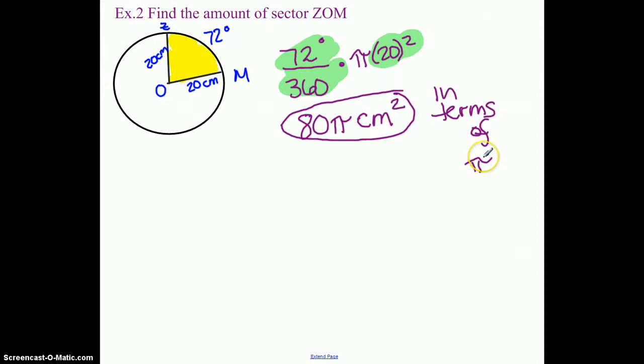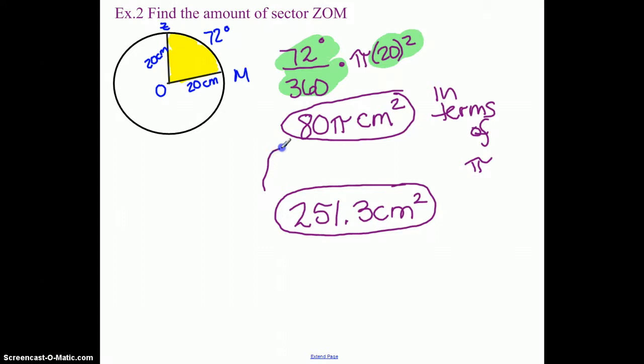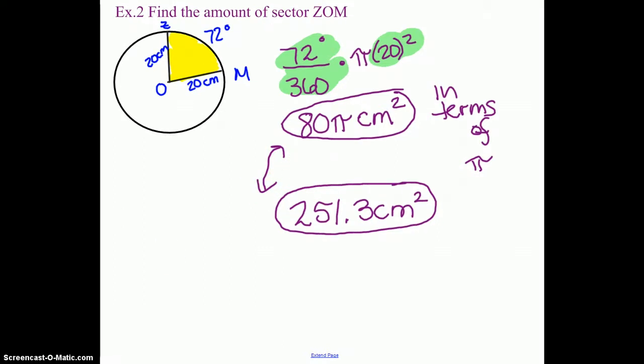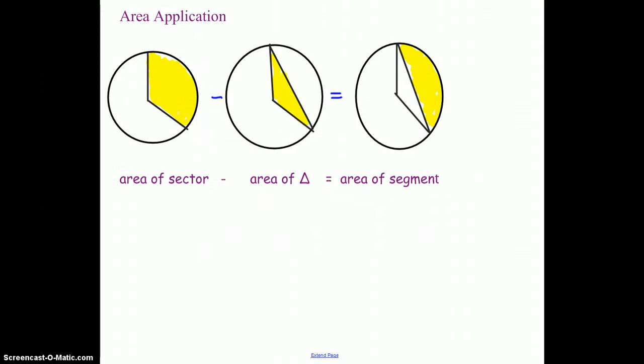So if I want to put that in my calculator, and I do 80 pi, it's going to give me 251.3 centimeters squared. So again, look at the kind of answer they want, so you know what it should look like. Okay, let's take a look at this next idea.